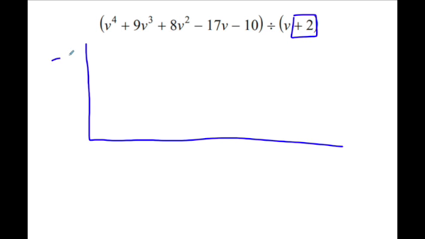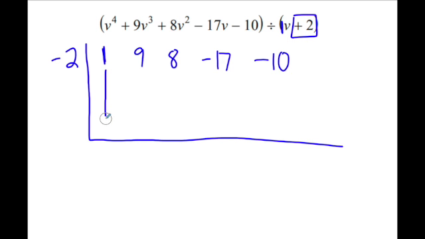This is a +2. I'm going to write a -2, and then I'm going to write 1, 9, 8, -17, and -10. Note that we're generally going to use this strategy when the number in front of the variable here is 1, and notice how it's just v. There's no v squared or anything like that. So there are some restrictions as to when it's going to be practical to use this. We need to make sure the number in front of v is 1, and it's just a v. No v squared, no bigger power of v than v to the 1.